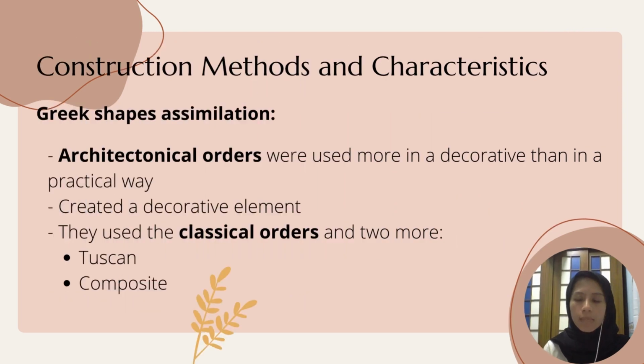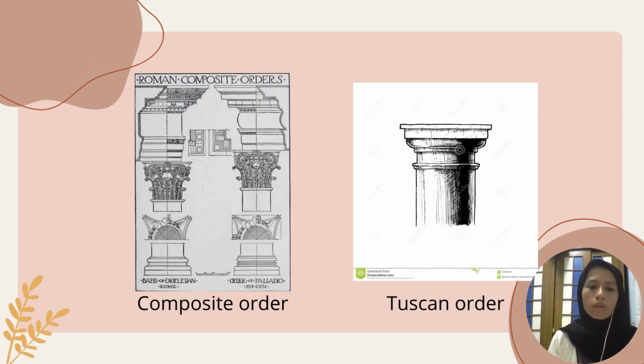Greek shapes assimilation, in which architectonic orders were used more in a decorative than in a practical way. The use of orders linked to the wall created a decorative element. They also used the classical orders, and two more, which are Tuscan and Composite. Here are examples of the Composite order and the Tuscan order.